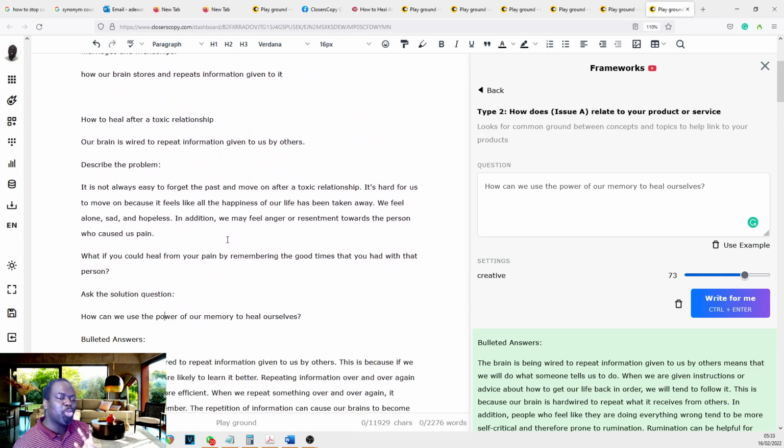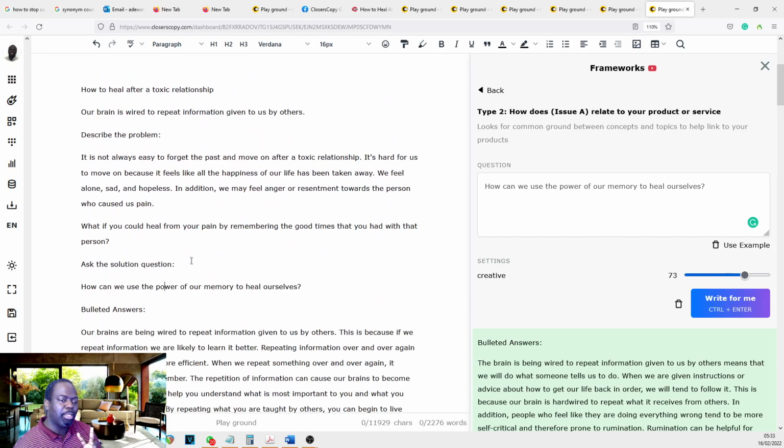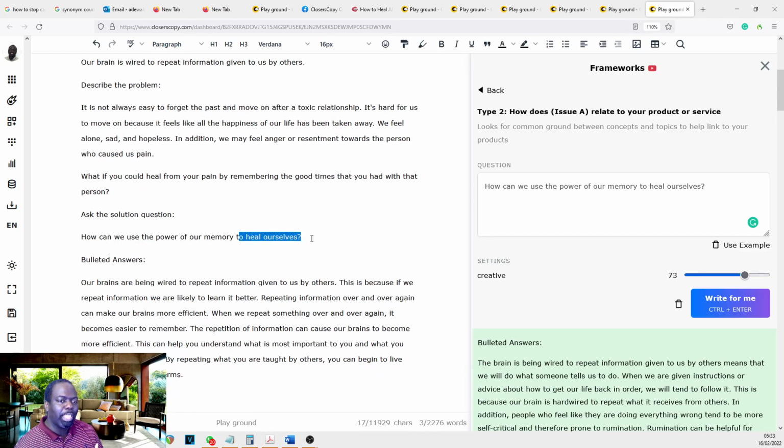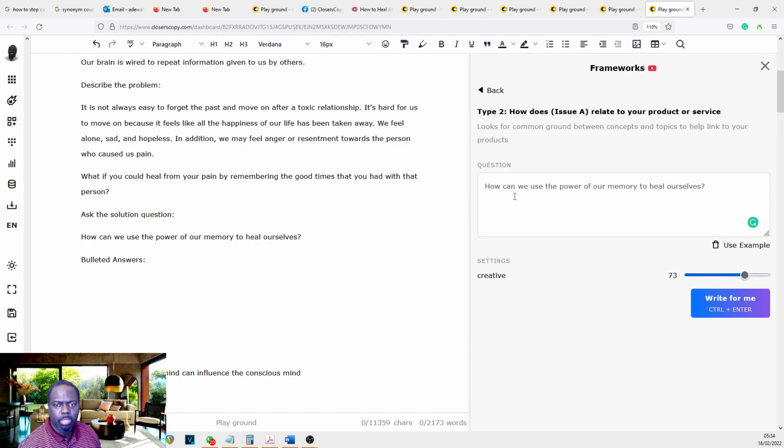All right. So when we get to the question, usually the question should link your topic to your product, because my product is saying, get your life back on track, which is really about healing ourselves. So using the power of our memory to heal ourselves. You know what? I want to add something here. How we can use the power of our memory after a toxic relationship to heal ourselves. Yeah. So we use that as the question.